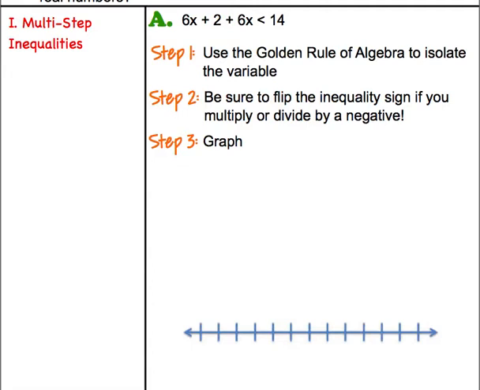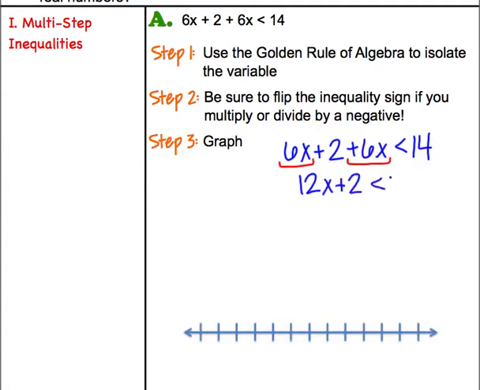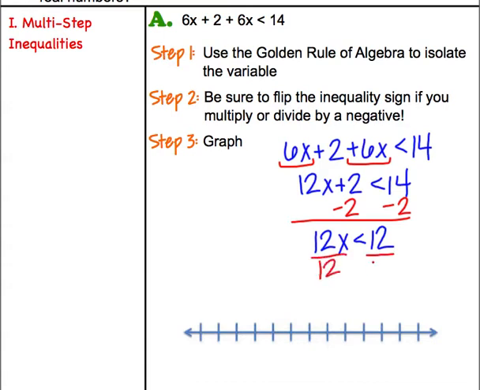I'm going to rewrite it down here: 6x plus 2 plus 6x is less than 14. The first thing that I see is that I've got two 6x's that I can combine, which will give me 12x plus 2 is less than 14. Then I can subtract 2 from both sides, which will give me 12x is less than 12. And I can divide by 12 on both sides, noticing that I am not dividing by a negative, so I can keep the sign, and that gives me x is less than 1.